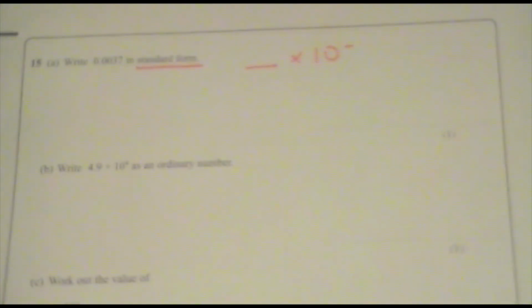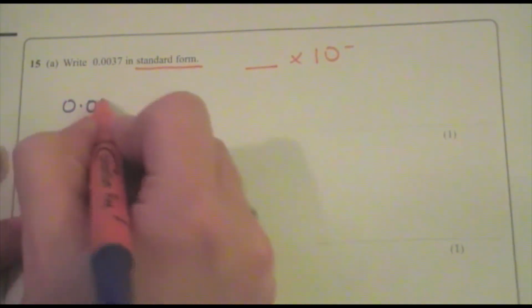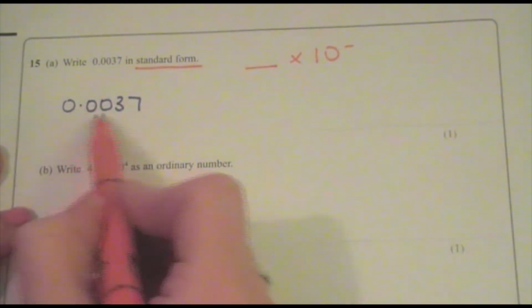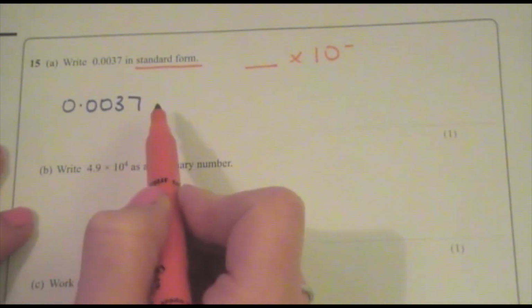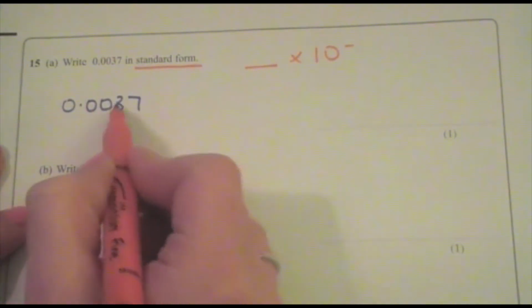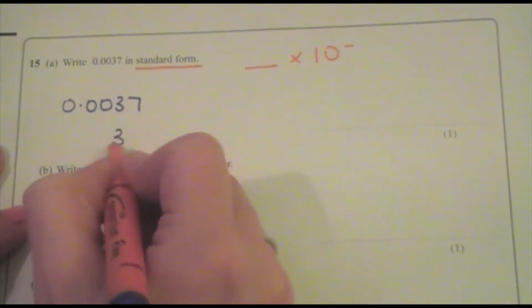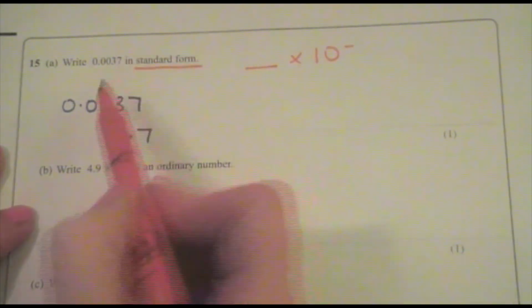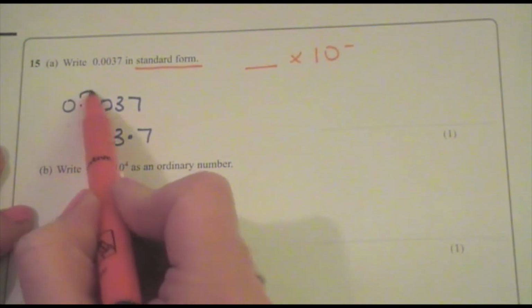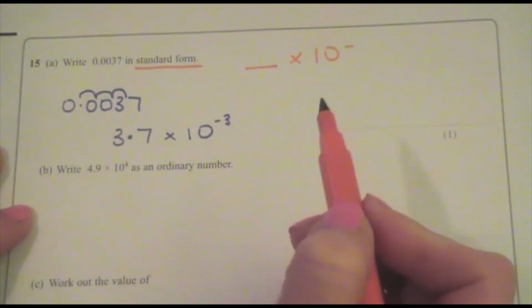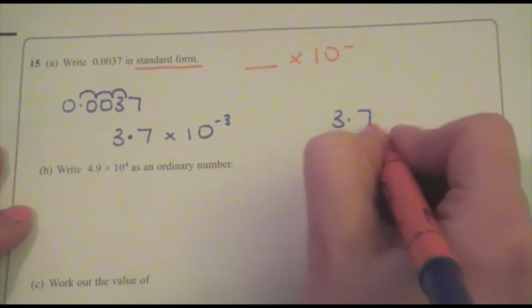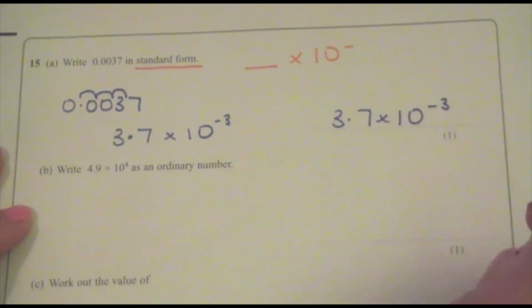So if I'm dealing with the number 0.0037, I need to be able to write this as a number between 1 and 10 multiplied by a power of 10. The only way I can write this between 1 and 10 is if I have 3.7. Now I've effectively moved my decimal point 1, 2, 3 spaces, so I would multiply it by a power of 10 to the power -3. So my answer is 3.7 times 10 to the power of -3.